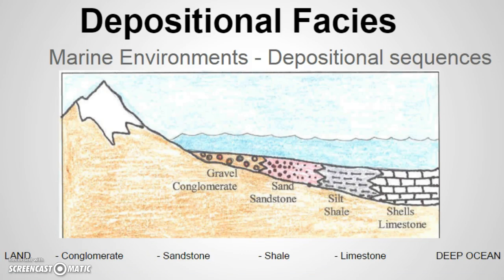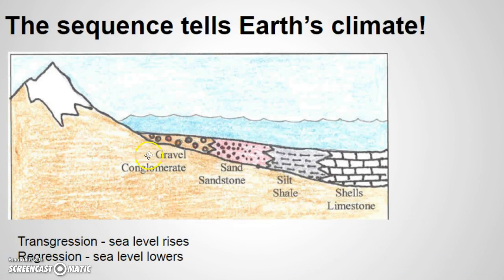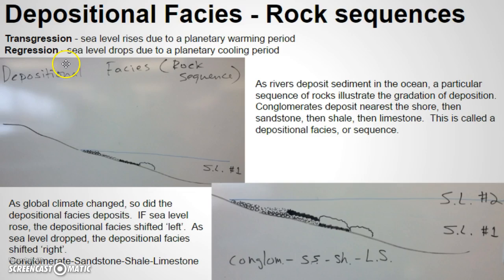So moving on, what we can start talking about is called a transgression and a regression. A transgression takes place when sea level rises. If sea level rises, we would get this whole depositional facies shifting to the left. And if a regression is taking place, we would say sea level lowers, and we would shift this whole sequence or depositional facies to the right. So let's look at what that would look like. Remember, transgressions are rises, regressions are drops.